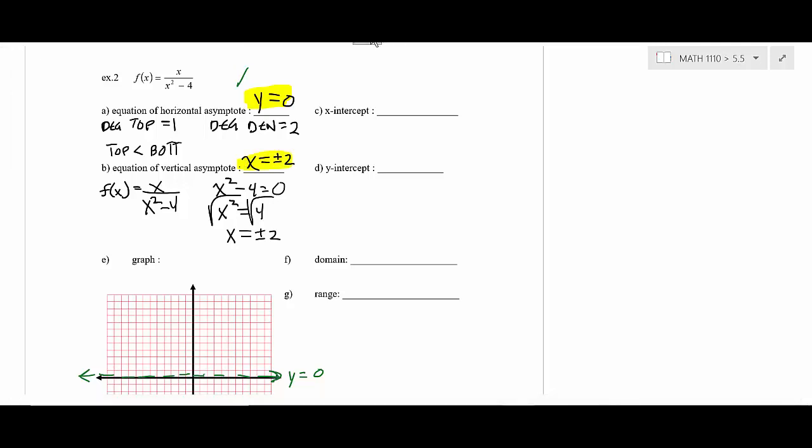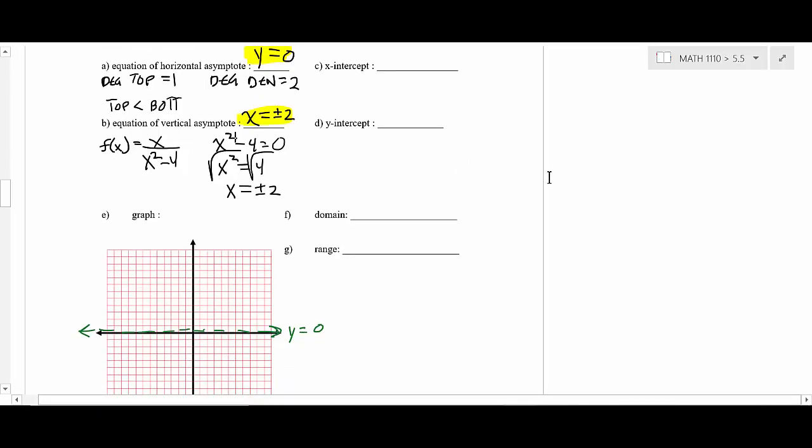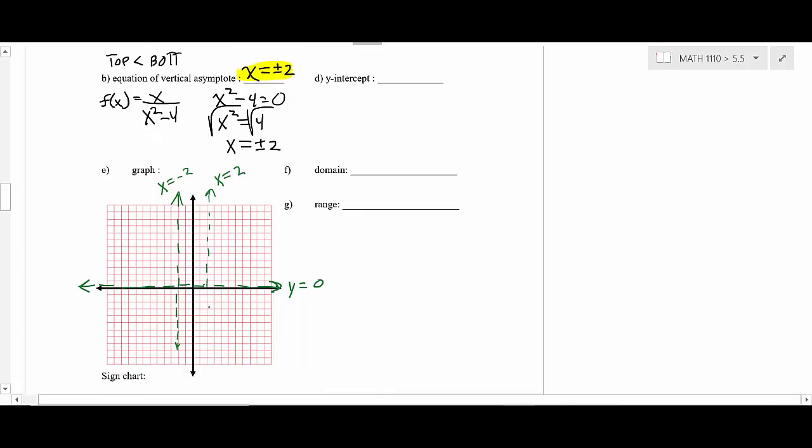Now I'll have you go down to your graph and put a vertical asymptote through x equals negative 2. I'm going to write that as x equals negative 2. And then we're going to put the other one at x equals positive 2, like that. So once you get your asymptotes out of the way, that gives you a framework for how your graph is going to behave.